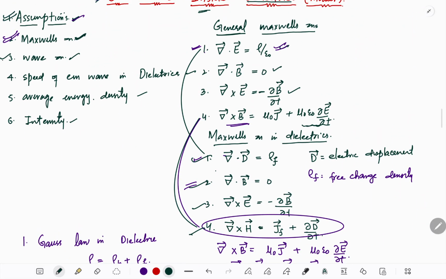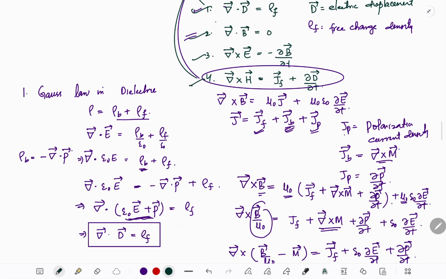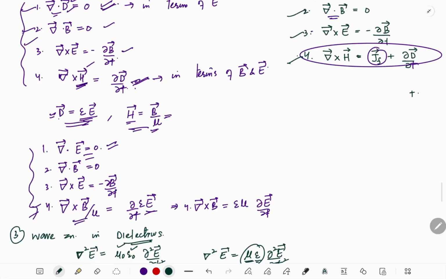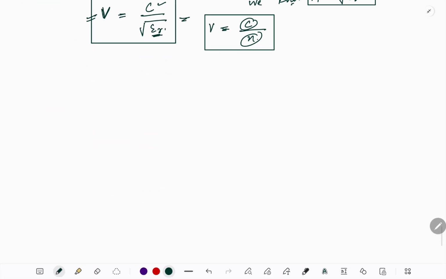This is the wave equation we did, speed we did, now average energy density. Okay, so let's go to the average energy density. Fifth is the average energy density, that is how much energy is present per unit volume of the electromagnetic wave in the dielectric material. We know average, we know actually energy density.